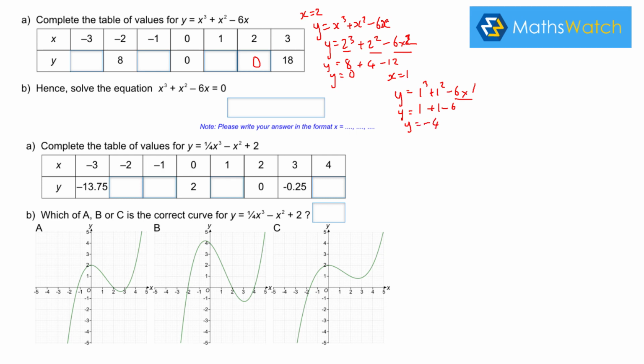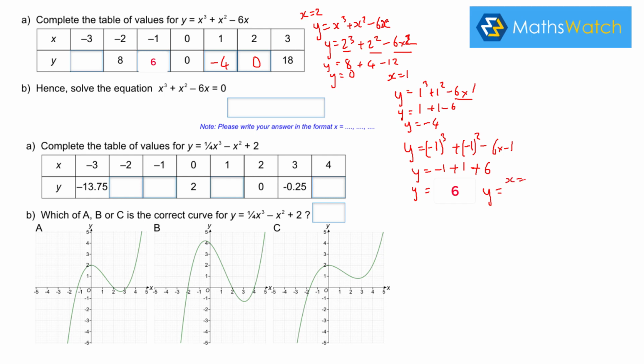So let's do x equals minus 1 now. So it's minus 1 cubed plus minus 1 squared minus 6 times minus 1. So that's going to be y equals minus 1 plus 1 because you're squaring a negative. Now it says minus 6 times minus 1, but what's a negative times a negative? It's a positive. So that changes that to a plus 6. So minus 1 plus 1 is actually 0, and then plus 6, so y equals 6.